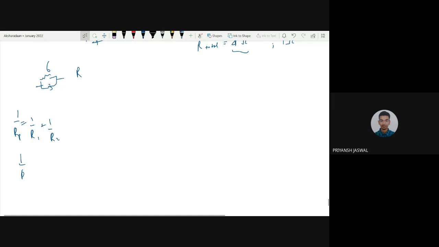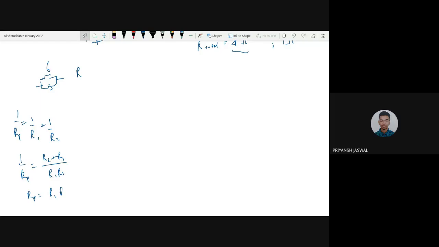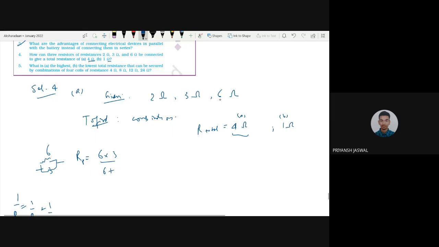And one more thing, if we have only two resistances in parallel, then there is a short formula also. Take the LCM of R1, R2; here comes R2 and here comes R1. Take the reciprocal, and RP becomes the product of the two resistances divided by the sum of the two resistances. This is a trick formula. So for 6 and 3, it will become 6 into 3 upon 6 plus 3, which is 18 by 9, that is 2 ohm. So yeah, this will work out.